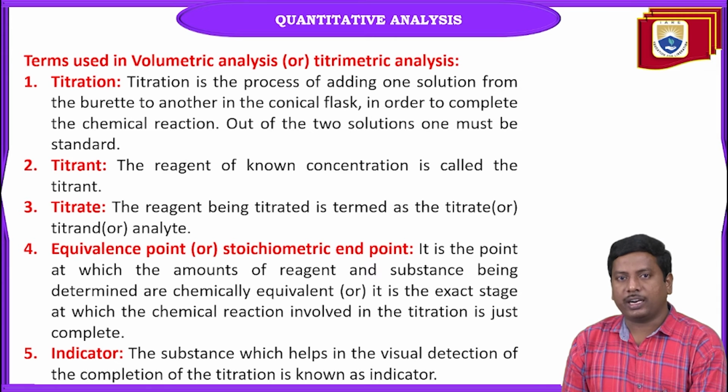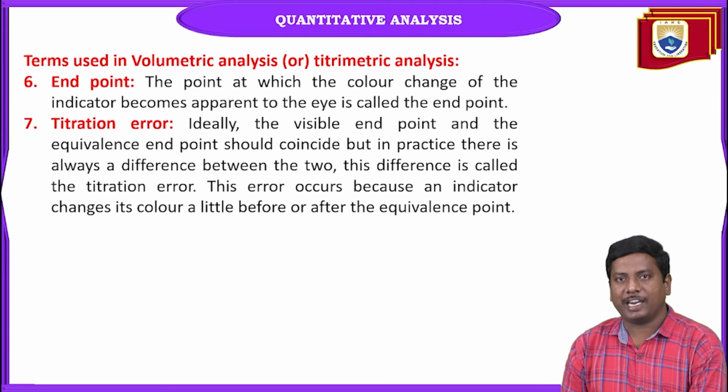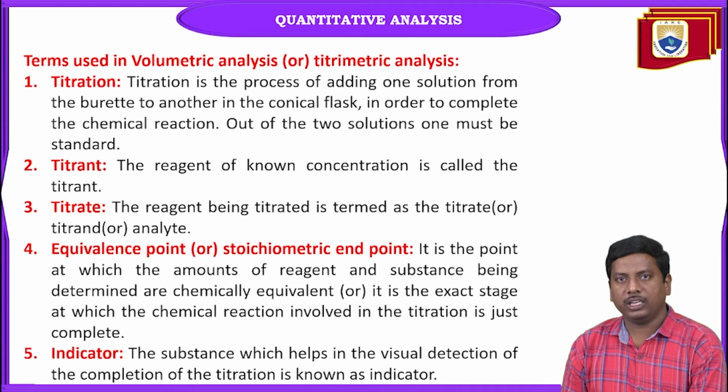Now we see what terms are used in volumetric analysis. There are totally 7 terms used in volumetric analysis. The first one is the titration, the second one is the titrant, the third one is the titrand, the fourth one is the equivalence point or stoichiometric endpoint, the fifth one is the indicator, the sixth one is the endpoint, and the seventh one is the titration error. Now we see the terminology used in volumetric analysis one by one. The first one is the titration. From the starting of the analysis, we call it titrimetric analysis or volumetric analysis.